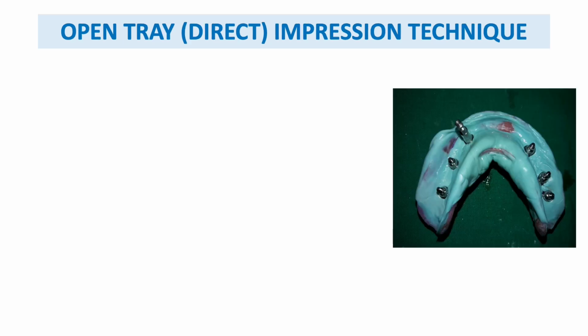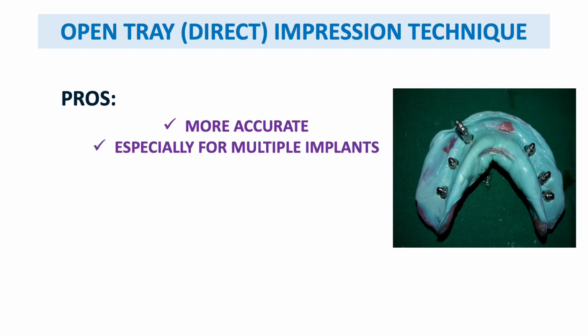Open tray impression technique, pros and cons. First, what are the pros? It is more accurate. Why accurate? Because we are picking the coping along with the impression. There is no need of reinsertion of coping, and this technique is especially used for multiple implants because it minimizes the distortion, as we pick up the coping with the impression, not like the closed tray technique.